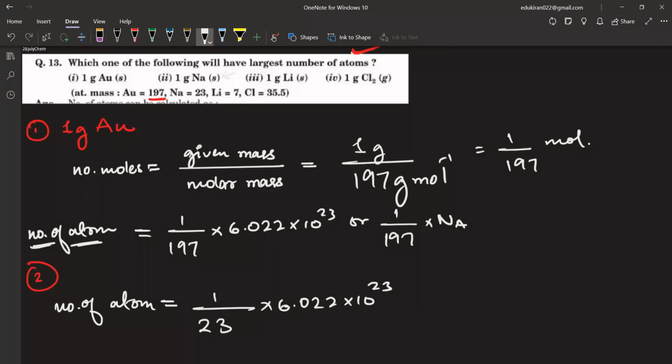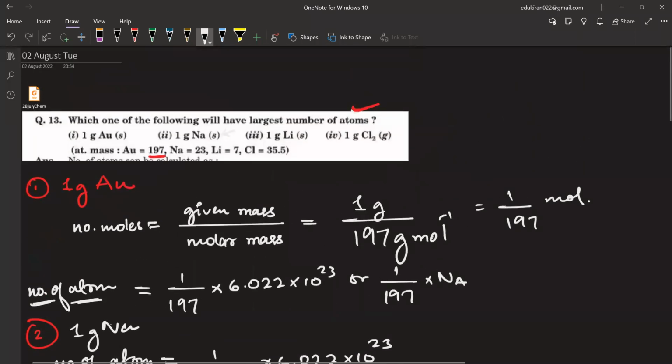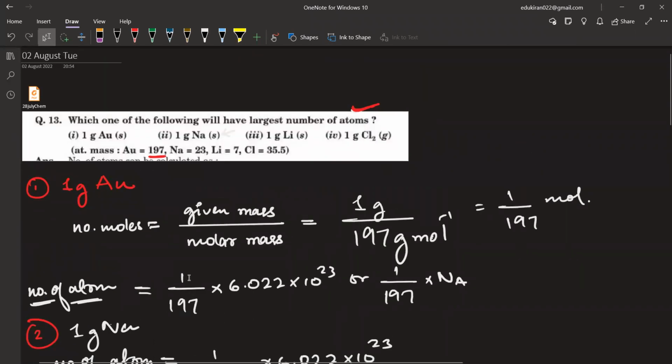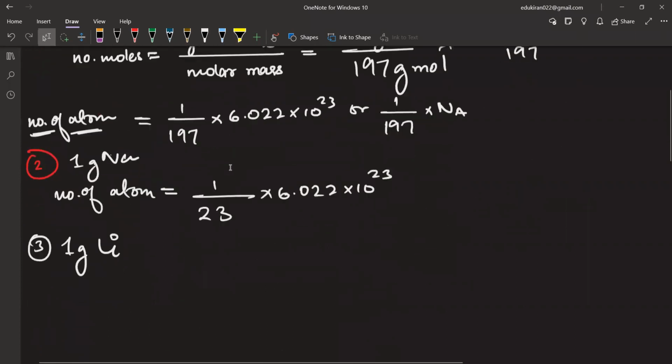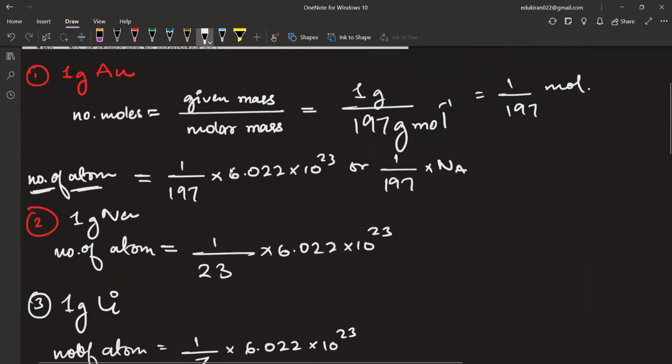Yes, sir. Similarly, tell me for lithium. 1 gram of lithium. Tell me. Lithium, 7. Right. Number of atoms is equal to 1 upon 7 into 6.022 into 10 to the power 23. Correct? Yes or no? Please tell me.